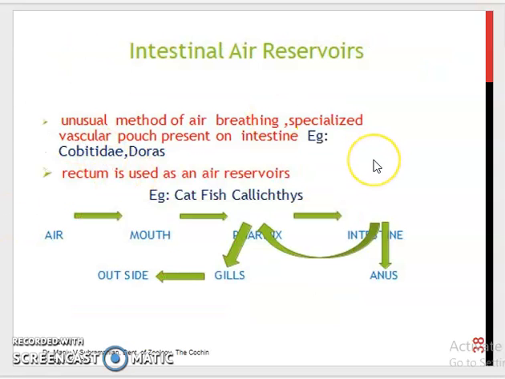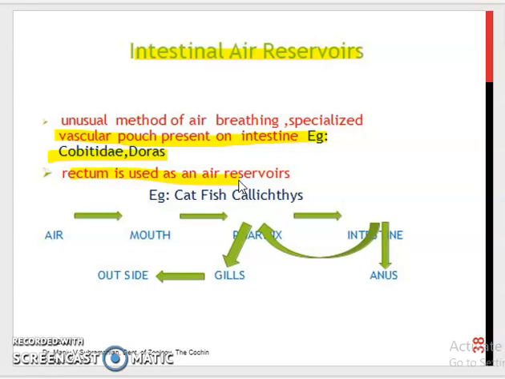So there is an unusual method of air breathing, or specialized vascular pouches present in the intestine, in fishes like Cobitidae and Dorus. These are the intestinal air reservoirs. The intestinal tract proper is modified into a thin-walled stomach which helps in respiration in some catfishes. And in some cases the rectum itself is modified as an air reservoir.